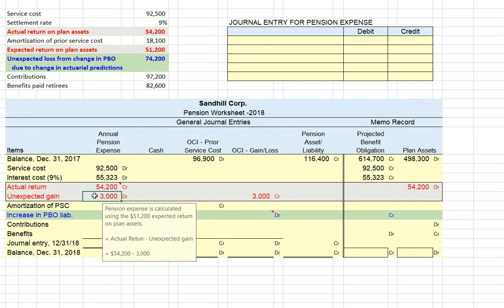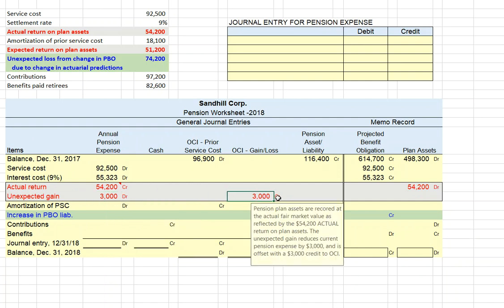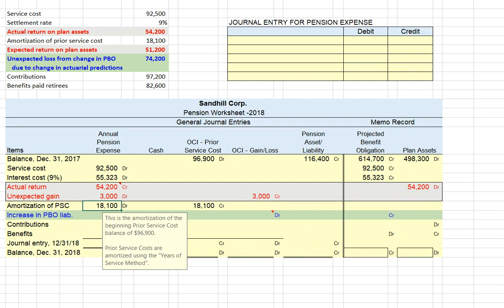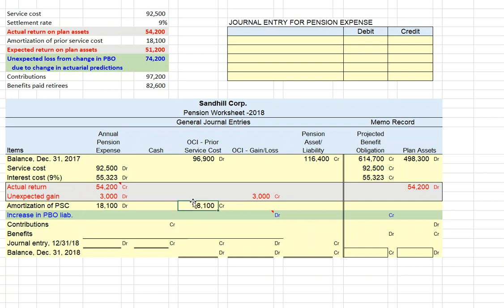So we reduce the pension expense by the amount of the unexpected gain, and we record that as part of other comprehensive income. The unexpected gain reduces our current pension expense but increases equity with a $3,000 credit to other comprehensive income. Next, we're going to pick up the amortization of our prior service cost, which we were told was $18,100. We will debit our pension expense, and we credit or reduce our OCI related to our prior service cost.